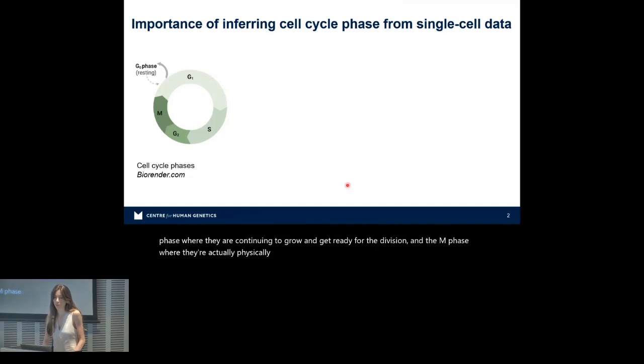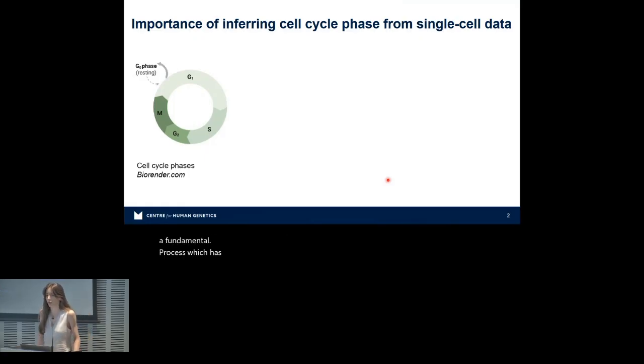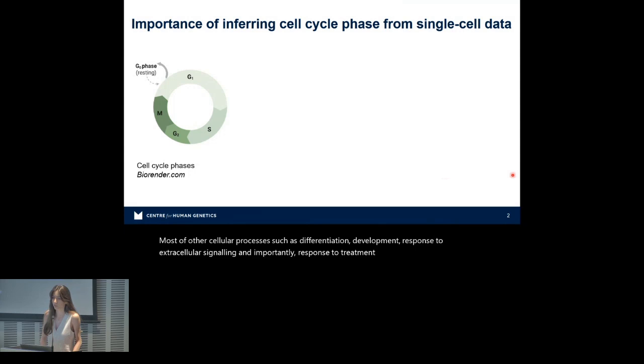And it's important to study the cell cycle because it's a fundamental process which has impact on most other cellular processes, such as differentiation, development, response to extracellular signaling, and importantly, response to treatment. And it's becoming increasingly clear that different cell types respond to treatment differently. And that's why the single-cell sequencing methods became very popular during the past decade.